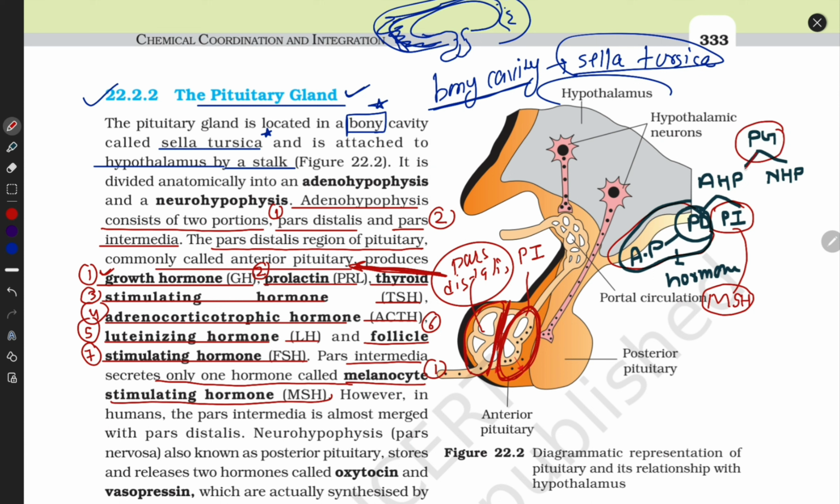The pituitary gland is divided into two parts: adenohypophysis and neurohypophysis. Correct? Now the adenohypophysis is divided into two parts, pars distalis and pars intermedia. Correct? The pars distalis is also called the anterior pituitary. This zone secretes lots of hormones, approximately seven. This is the list of seven hormones. Now the pars intermedia secretes one hormone, melanocyte stimulating hormone.